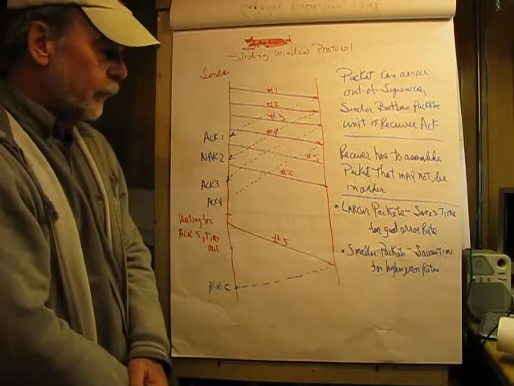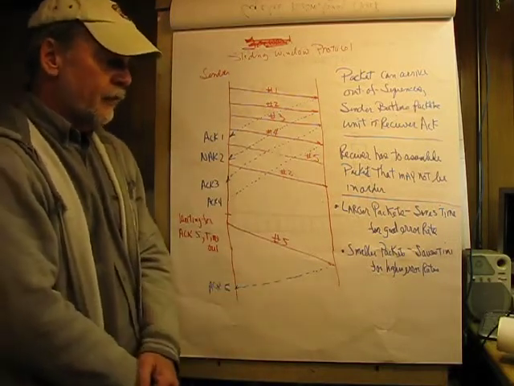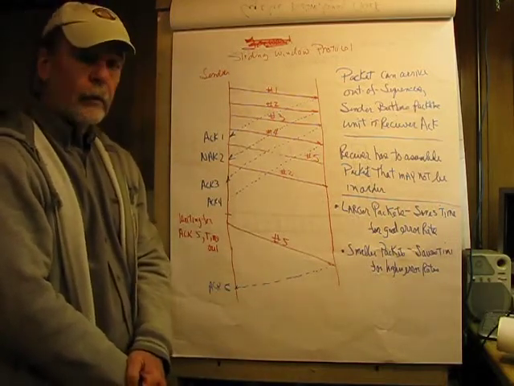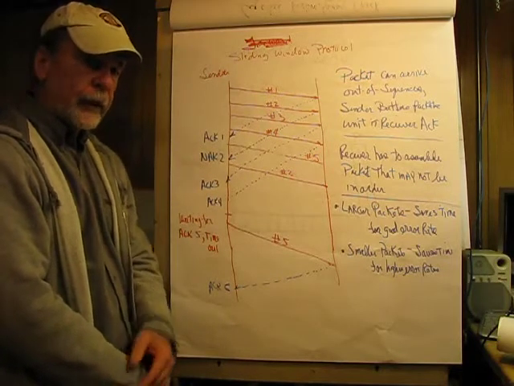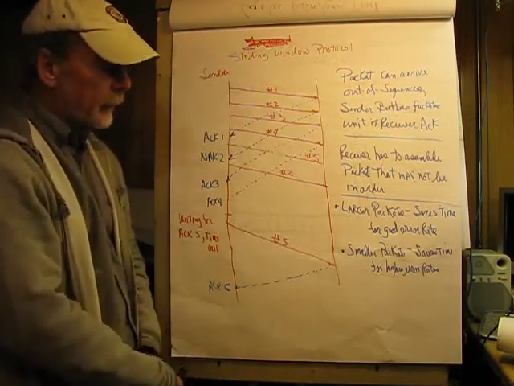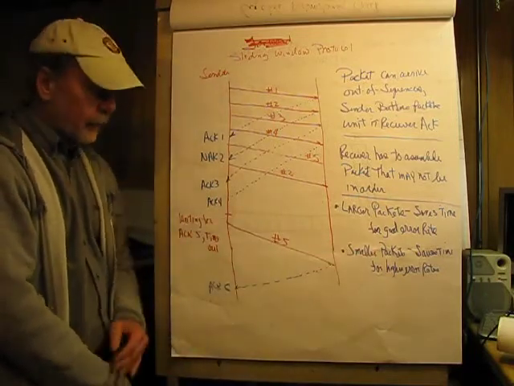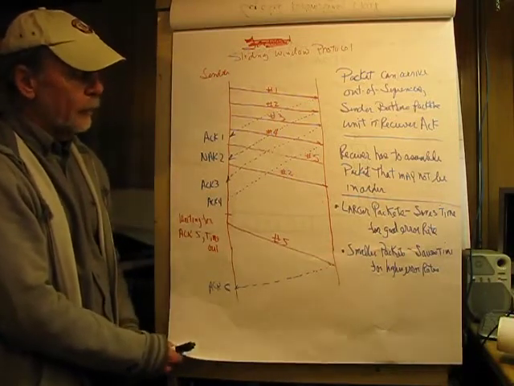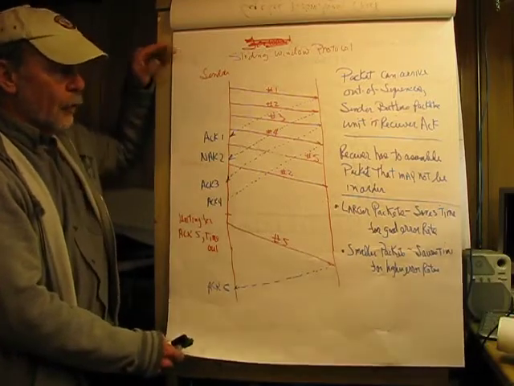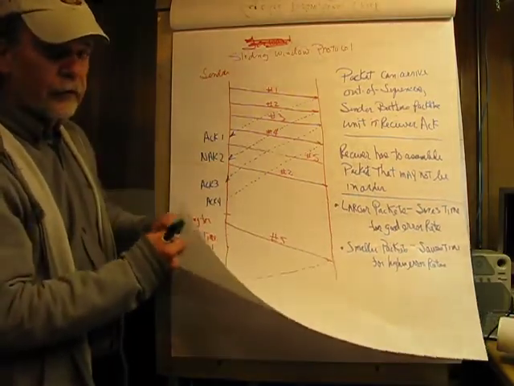Larger packets save time if the error rate is good. Otherwise, you have to resend a large packet. So smaller packets save time for higher error rates. So there's a lot of trade-offs that go into this, and this is a protocol that sits under the hood of TCP.